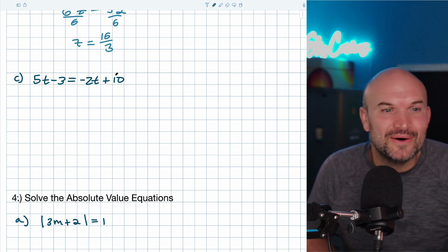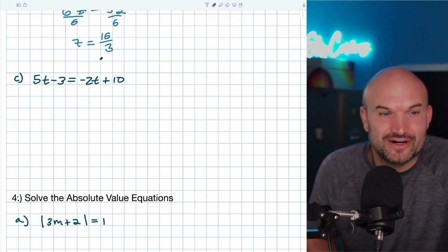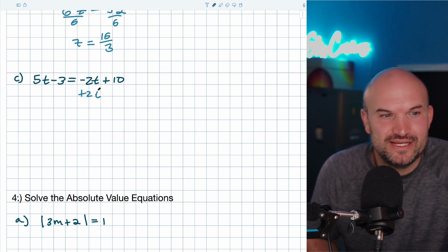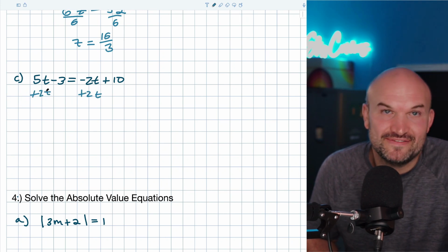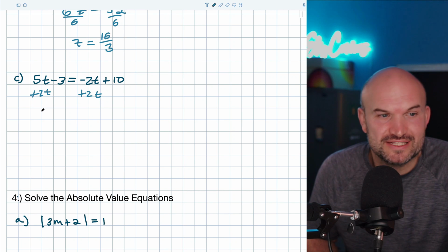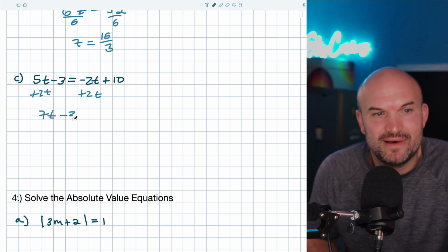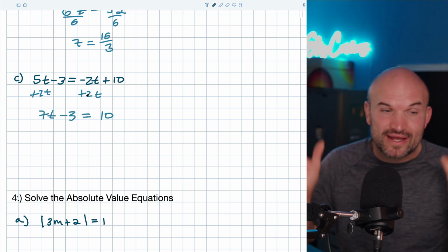So over here, what we're going to do is just get the variables to the same side. So I'll add 2t. Now here, I'm going to add them to the left-hand side because they're going to be positive, so that's going to work. So that's 7t minus 3 is equal to 10. Now that is a two-step equation.